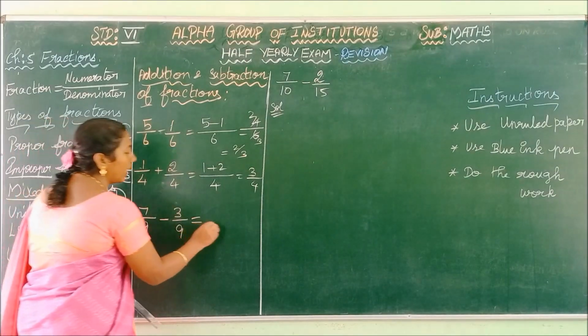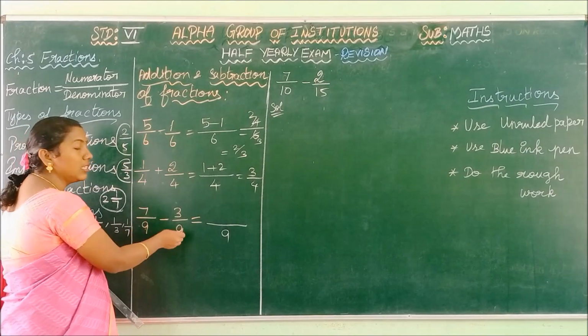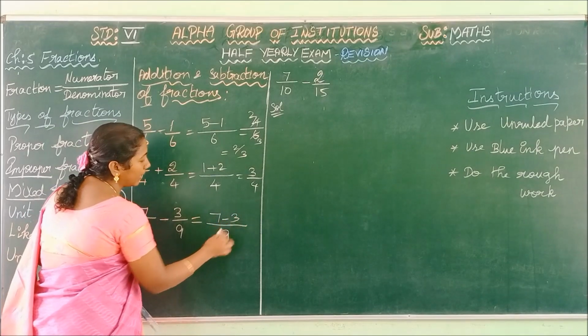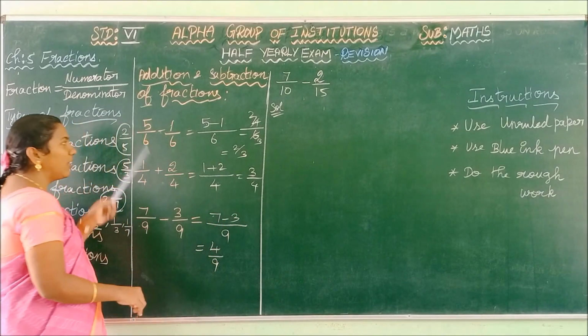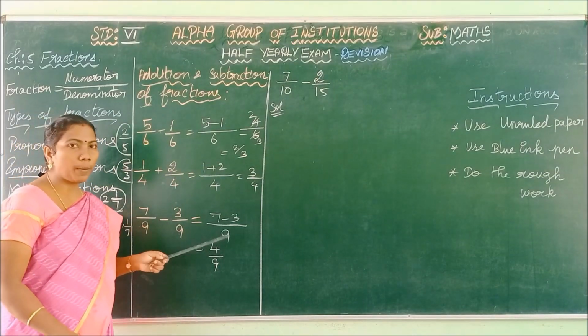Okay, see the next one, 7 by 9 minus 3 by 9. These are also like fractions. We can subtract these like fractions by subtracting their numerators. So 7 minus 3. What is the value of 7 minus 3? 4 by 9. So if the given fractions are like fractions, it is very easy to add or subtract.